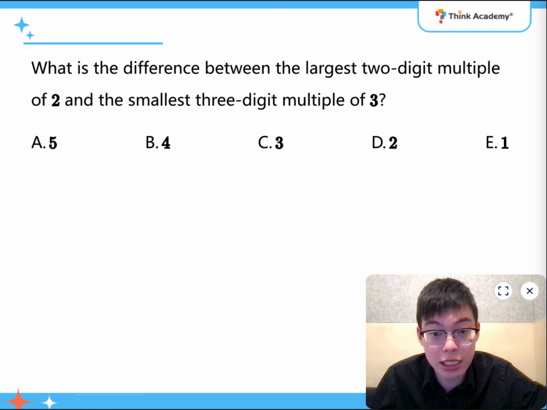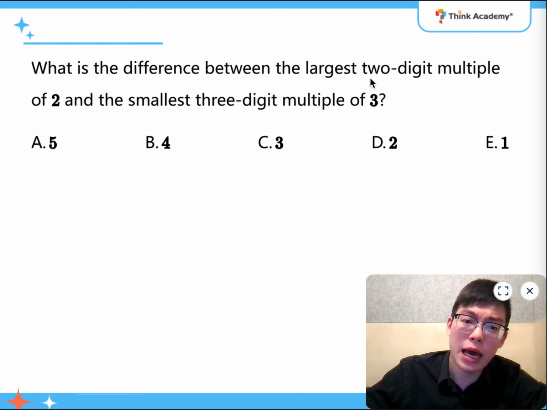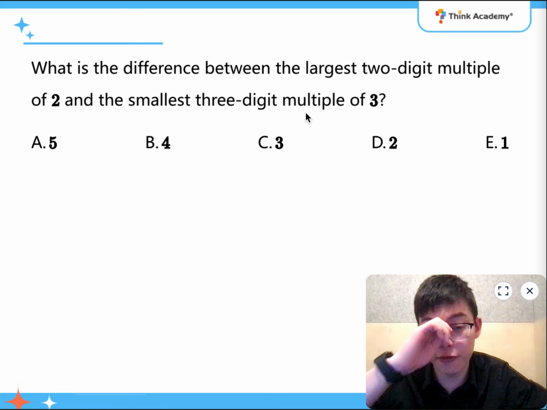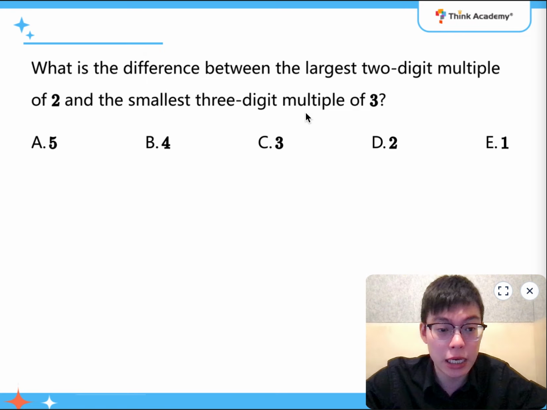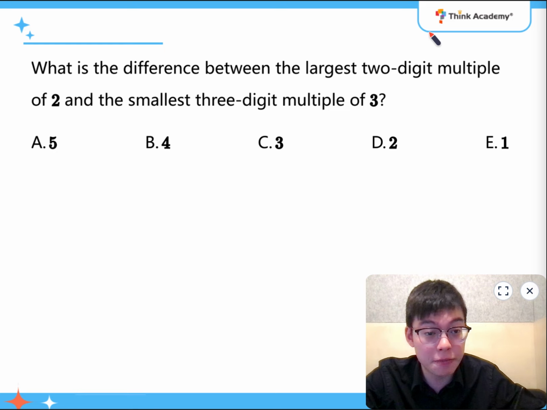Now we are moving on to the 7th question. What is the difference between the largest 2-digit multiple of 2 and the smallest 3-digit multiple of 3? So this, again, is a question on factors and multiples in number theory. The largest 2-digit multiple of 2, which means the largest even number that is 2-digit, is going to be 98.